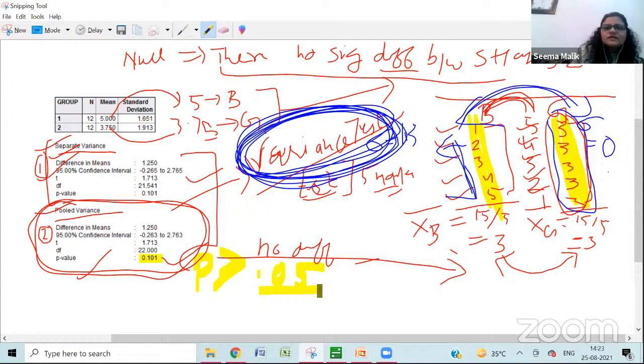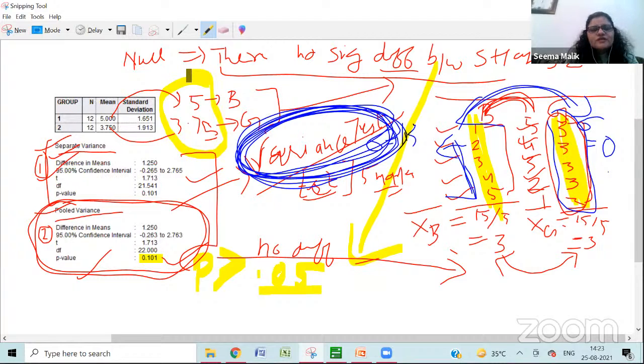Accept means there is no difference between the study hours of boys and girls. These are the study hours of boys and girls, these are the 5 and 3.75. The test suggests that there is no difference in the study hours of boys and girls. So being a researcher, you have to interpret this. So what would be the interpretation?